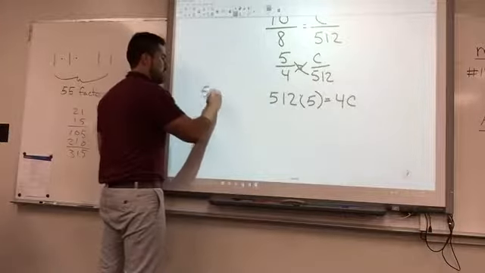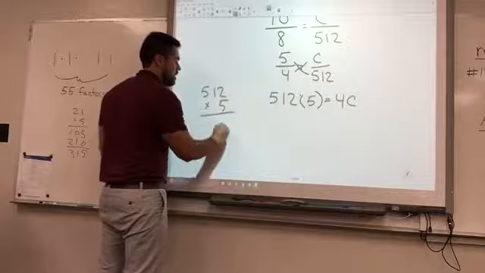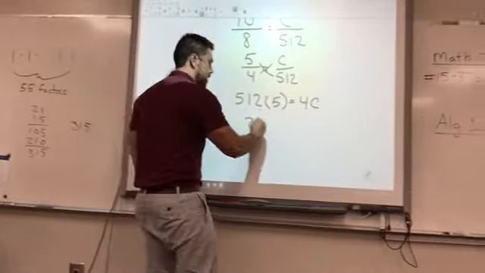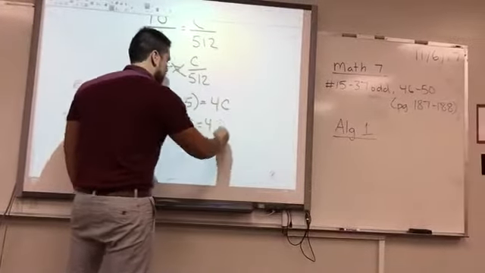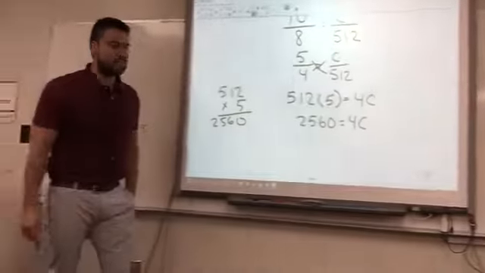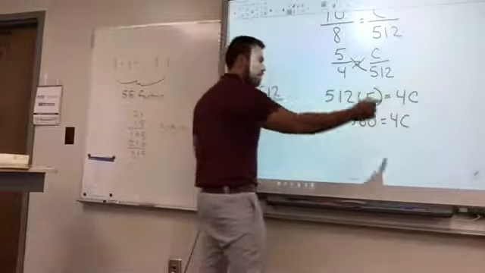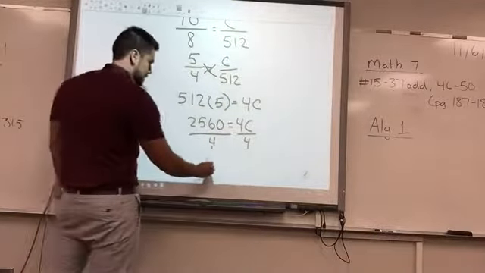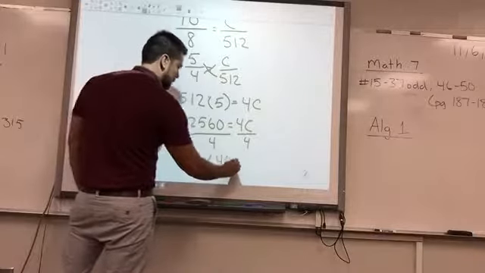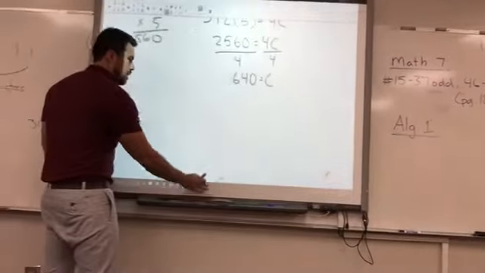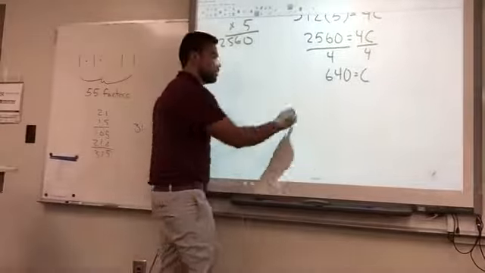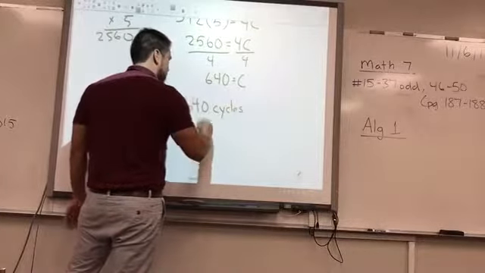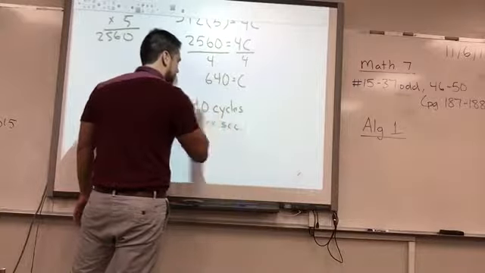Okay, 512 times 5 is 2560. 2560 equals 4C. And then what do you do to both sides here? You divide by 4. 640 equals C. So my answer is going to be 640, and to be accurate, cycles per second.